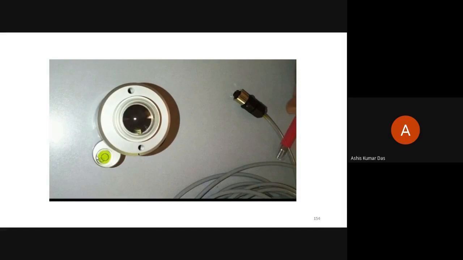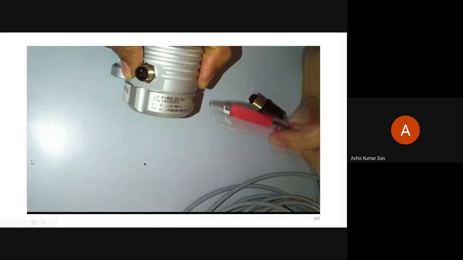The pyranometer is an expensive device, so we have to handle it very carefully. This device is mainly there to measure the insolation of any surface. After placing it, the pyranometer gives the measure of the insolation in watt per meter square, and we can measure the entire day.